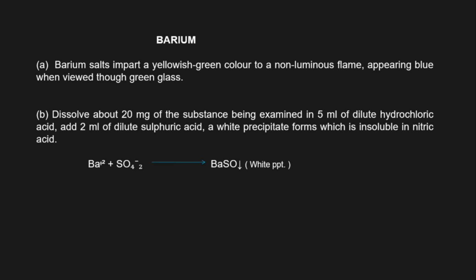The second method of identification of barium is to dissolve about 20 mg of the substance being examined in 5 ml of dilute hydrochloric acid. Add 2 ml of dilute sulfuric acid. A white precipitate forms which is insoluble in nitric acid. The reaction is as under. Barium ion reacts with sulfate ion to give barium sulfate, which yields the white precipitate.